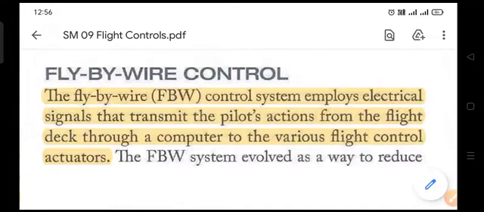Now next we will be studying fly-by-wire controls. So this is also part of your control systems only. The fly-by-wire control system, you know this, has fly-by-light and fly-by-wire. Fly-by-light has not been incorporated into aviation so much, because fly-by-optics, or fly-by-light, whatever you say, is very costly, first of all.